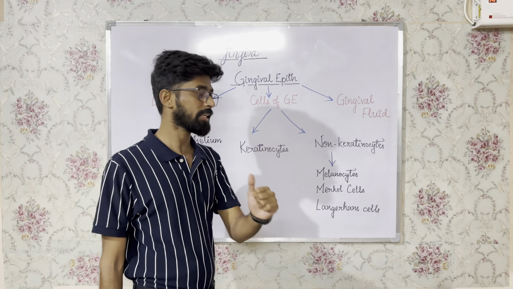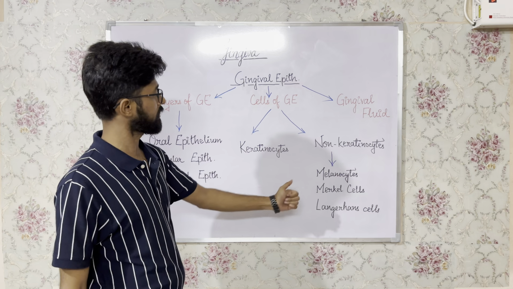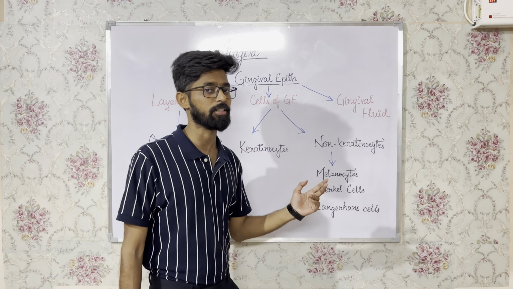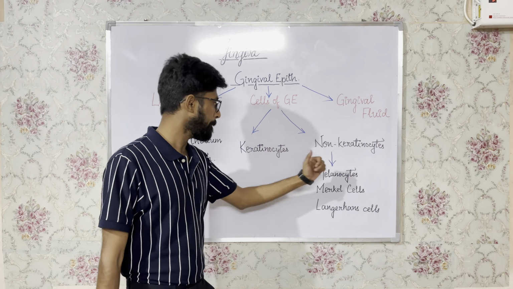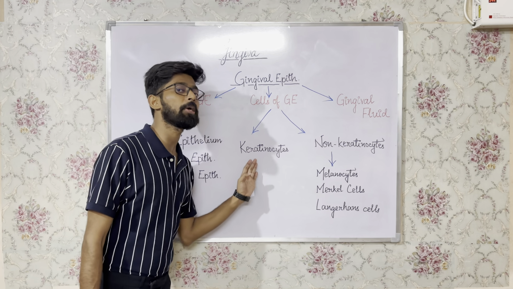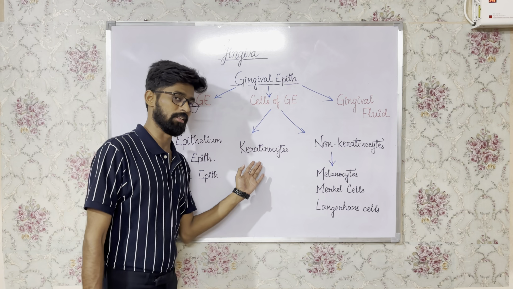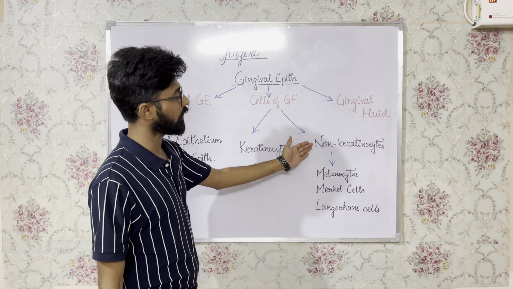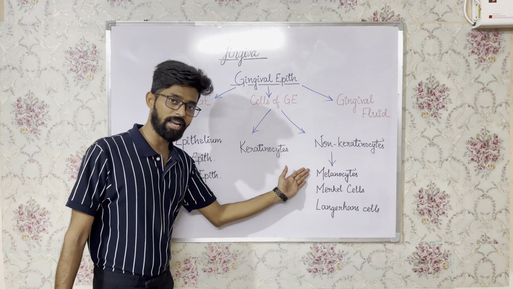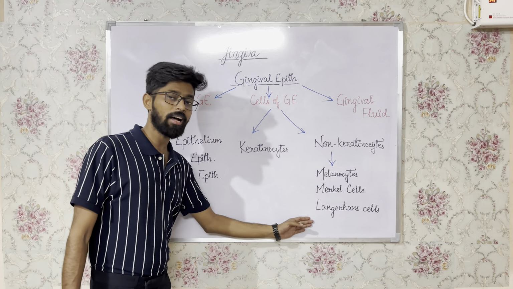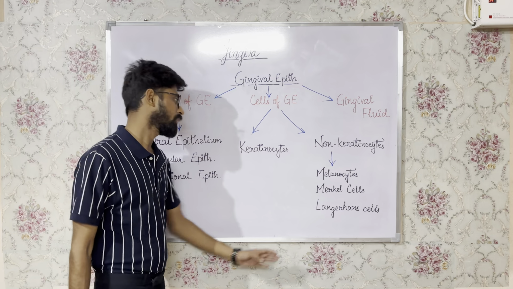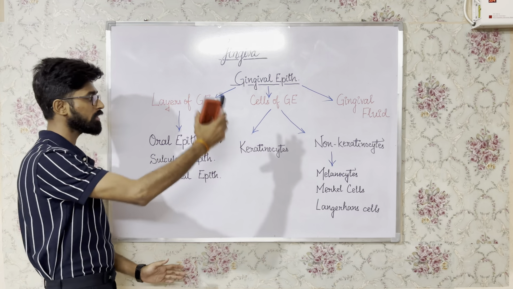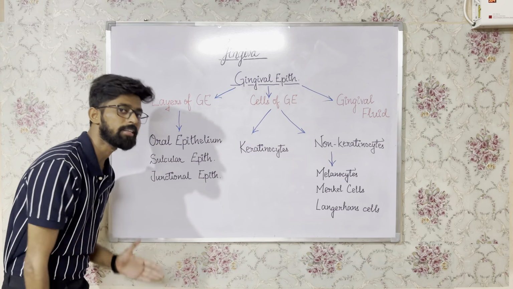Cells of gingival epithelium are divided into two types. One is keratinocytes and the other is non-keratinocytes. Amongst them, keratinocytes are the predominant cells, the majority of the covering cells. Amongst the non-keratinocytes there are melanocytes, Merkel cells, and Langerhans cells. So this is the broad overview of the gingival epithelium. Now we will study each of them in detail.